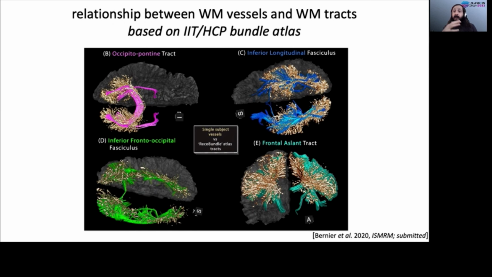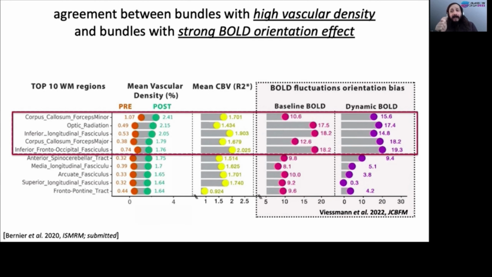So here are a few other examples of bundles that exhibit a relationship between white matter vessels and white matter tracts, seen in other subjects, this time using an atlas of the white matter bundles. Indeed, we see that many bundles appear to have large vessels clearly running alongside them. But not all tracts are vascularized.